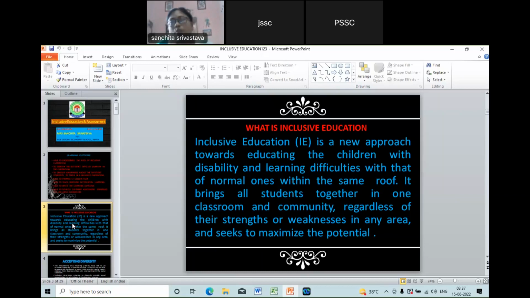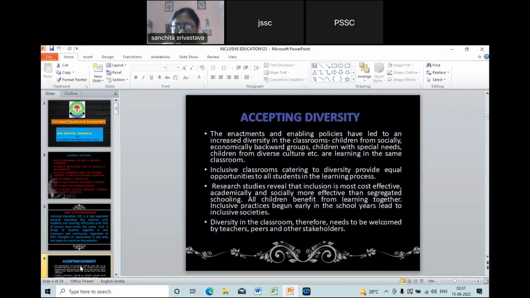Now, when we are dealing with inclusive education, first and foremost, I said that we are dealing with a classroom that is basically segregated but united together. So what is segregation? Enactment and enabling policy have led to increased diversity in the classroom. Children from economically backward groups, children with special needs, and children from diverse cultures are learning together in one classroom. That means in that classroom, you are taking together one single unit along with all diversified groups.